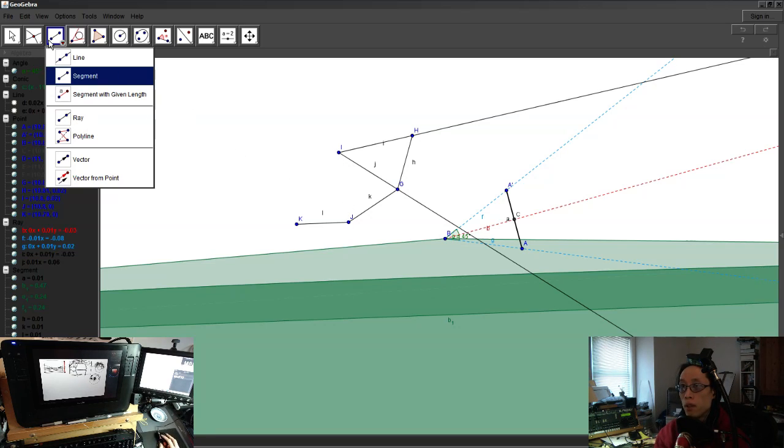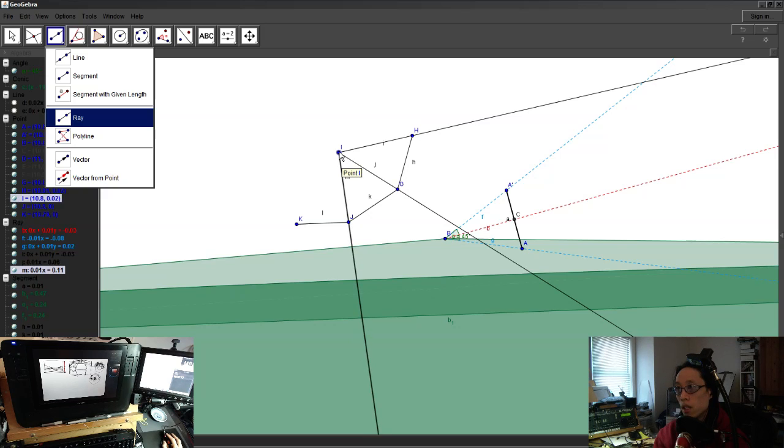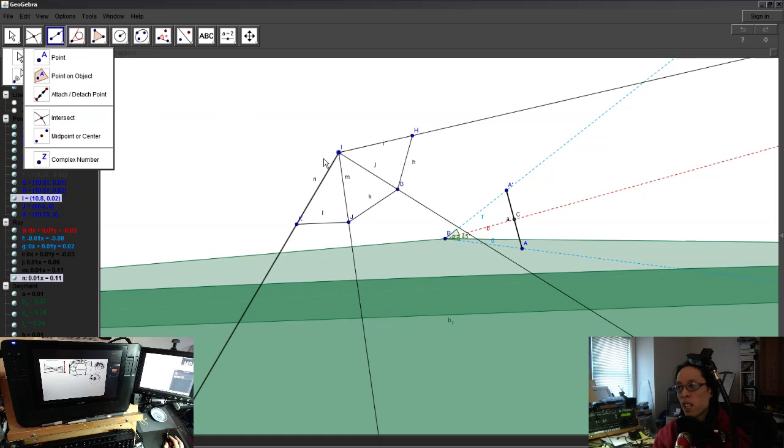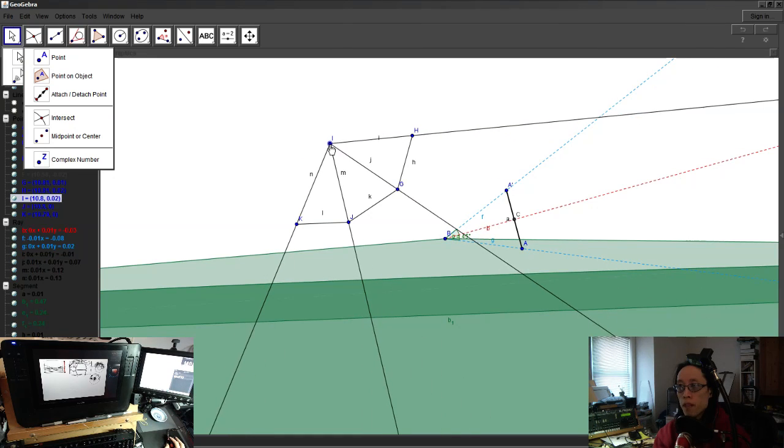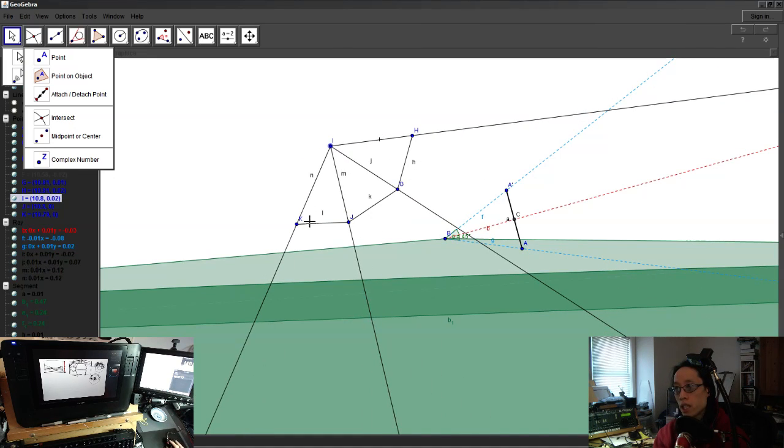Oops, that's segment mode. I need to be in ray mode. Come on. There we are. Work with me here. So you take multiple pictures and stitch them all together. And I need to be back in movement mode. There we are. So you're taking several pictures and sticking them together in order to prevent massive amounts of distortion.